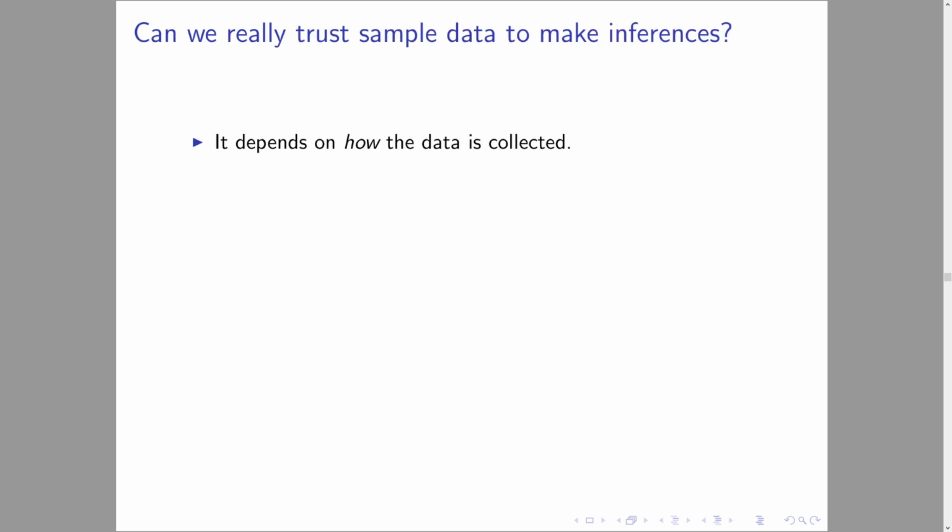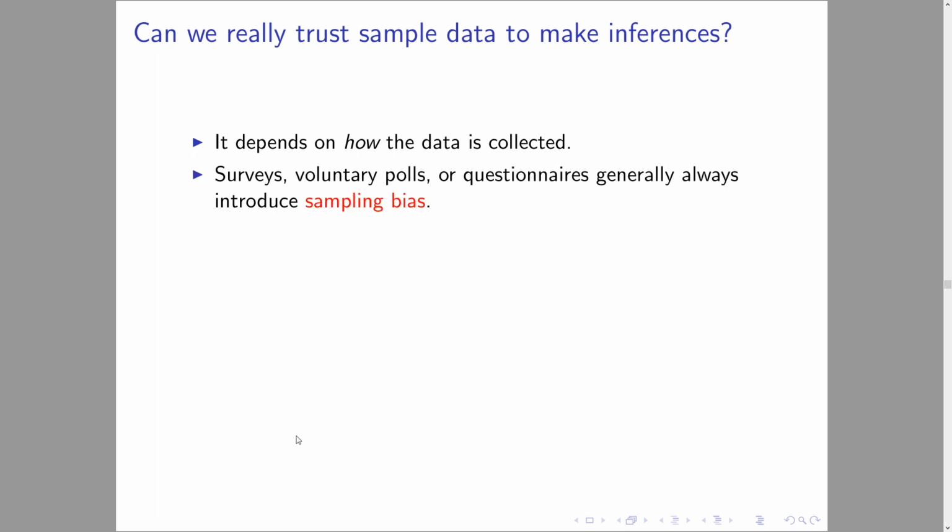Okay, so based on the previous example, it kind of now begs the question of whether or not we can trust our sample data to make inferences, because if we can't trust our sample data, then there is no way we can make an inference about the population. Well, it really just comes down to how the data is collected, and that method for collecting data we will touch on more as the lecture progresses. But just know that surveys, voluntary polls, questionnaires, anything that you can opt into voluntarily will always introduce something called sampling bias. And based on the example we gave earlier, I hope that makes a bit more sense now. So the way you can overcome sampling bias is to do something called random sampling.